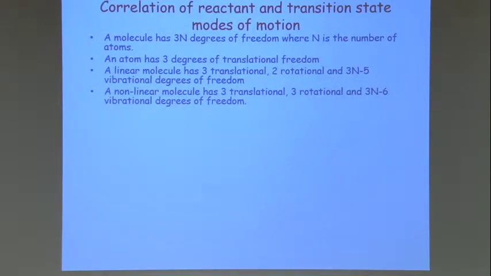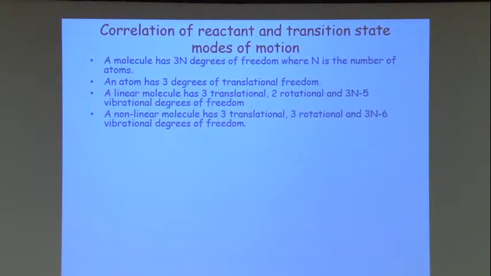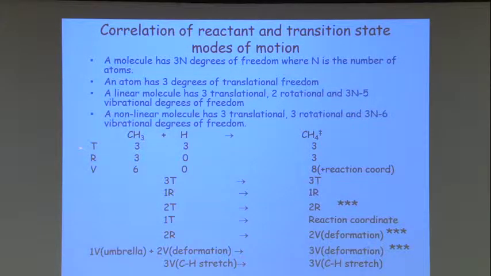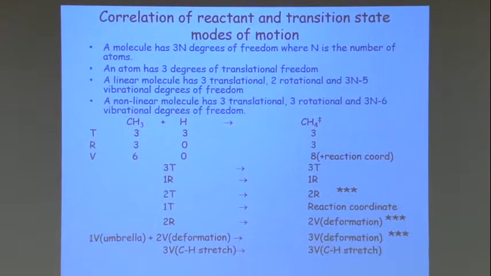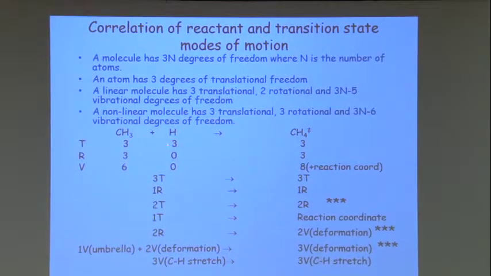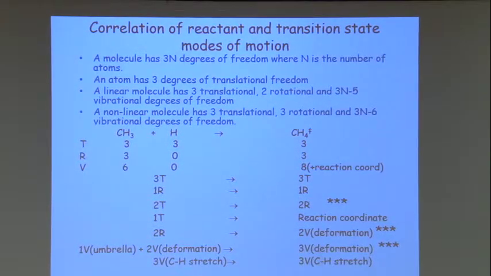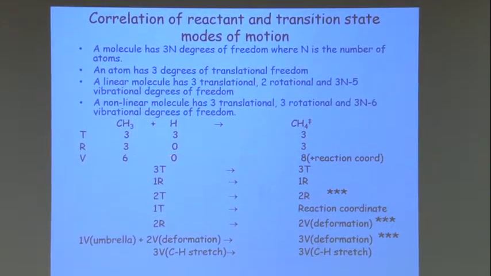And so that's reminding you of how many vibrations and rotations there are in a molecule, and we've done that many times, so I won't go through it again. And this is what happens. So this is CH3 and H going to the transition state. So we've got 3 translations in CH3, 3 in H, and 3 in CH4, 3 rotations in CH3, 3 in CH4, 6 vibrations in CH3, and 8 plus the reaction coordinate in CH4.